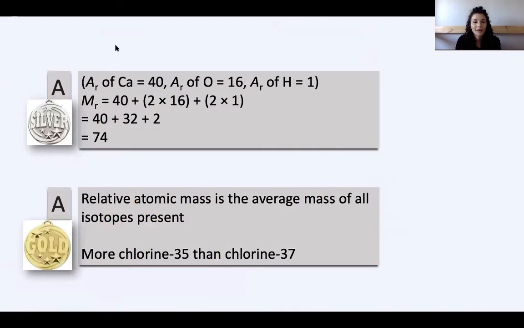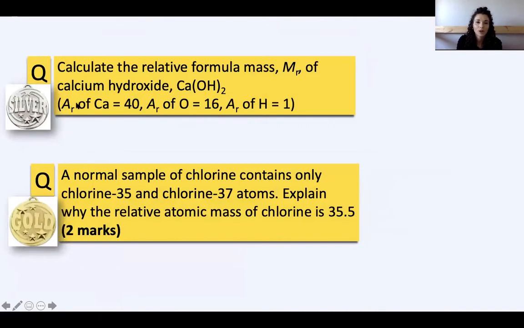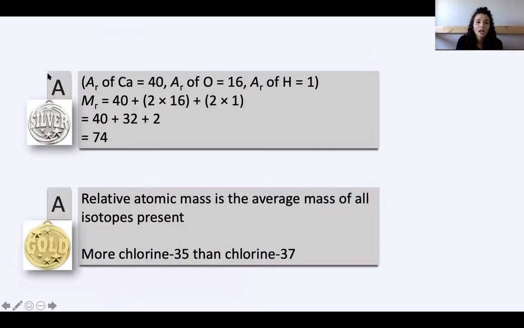Fantastic. So I'm sure you all managed to do the first question. So they gave you the values here of the relative atomic masses. So calcium is 40, oxygen is 16, and hydrogen is 1. So all you do is 2 times 16, because remember there were 2 oxygens, 2 times 1, because remember there were 2 hydrogens, and add the 40 for the calcium. So you add those together, gives you 74. That's the relative formula mass.